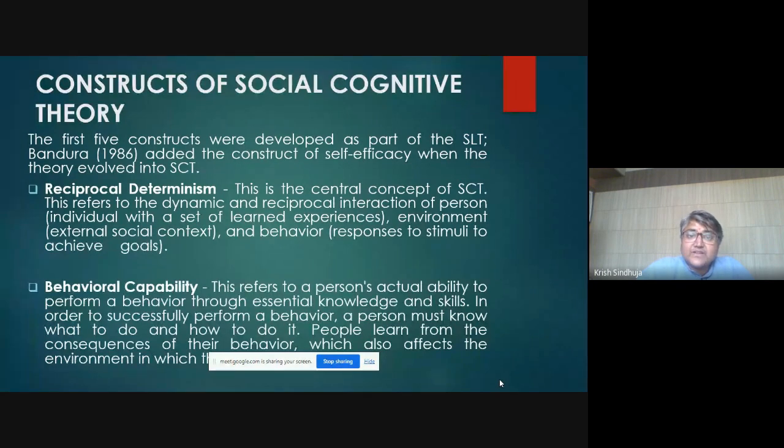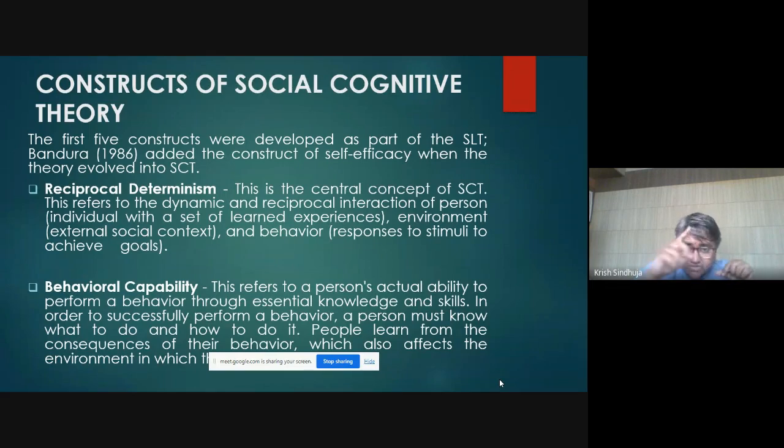What is reciprocal determinism? An individual has a set of collective experiences, then you have an environment or the social cultural context. Another is the behavior, which is goal directed behavior, which steers towards or in response to the stimuli that act upon it.